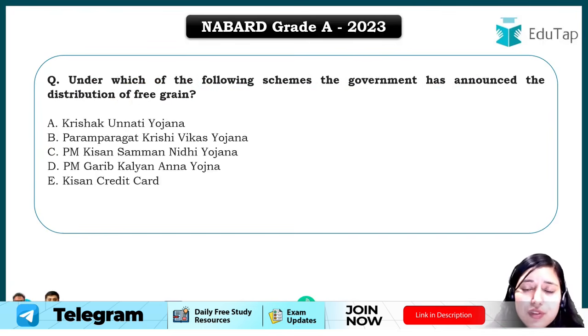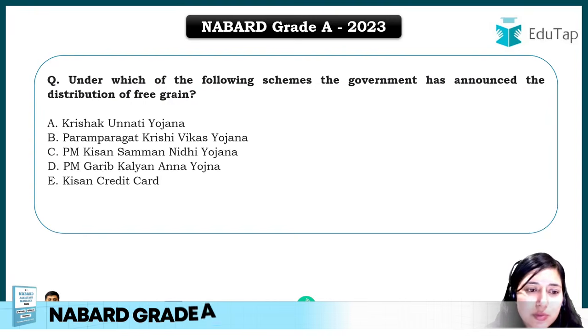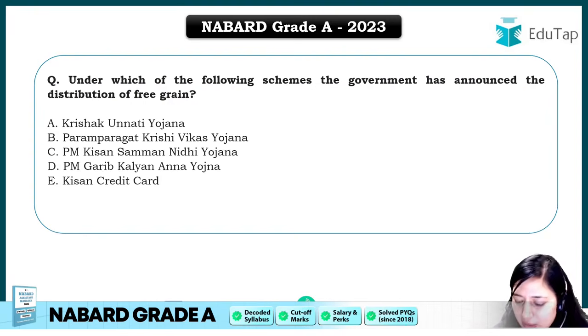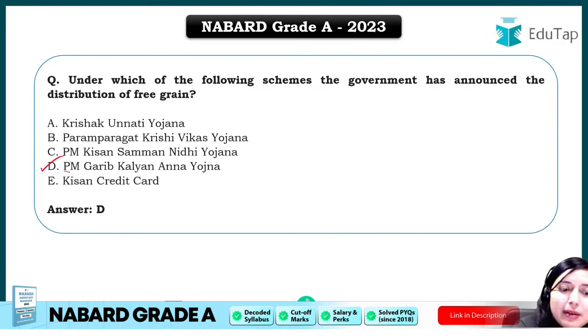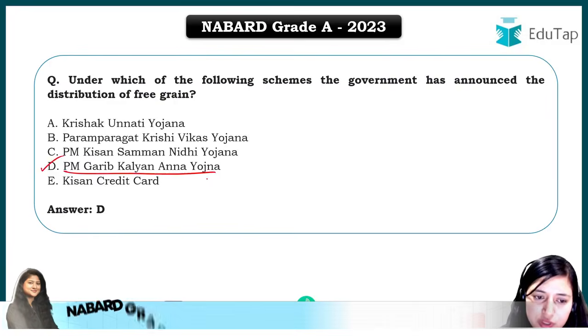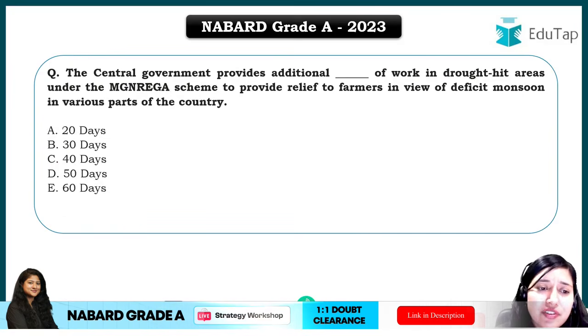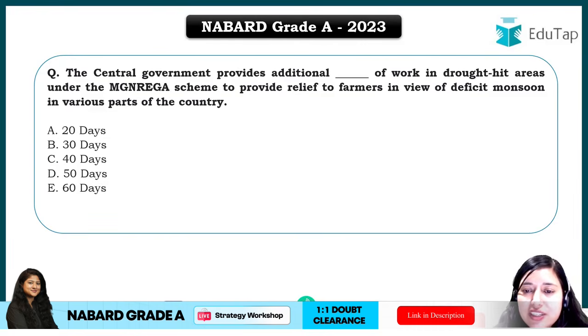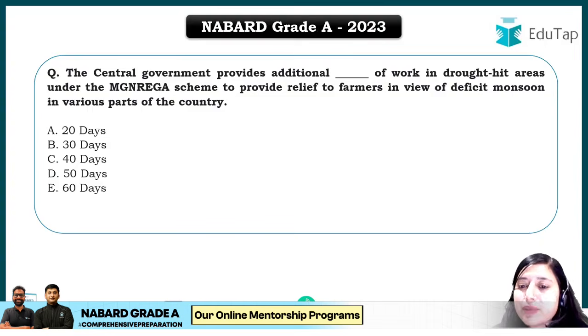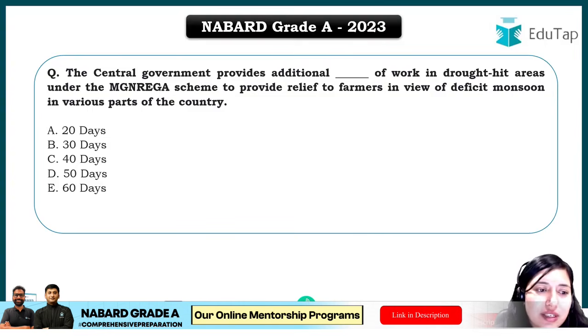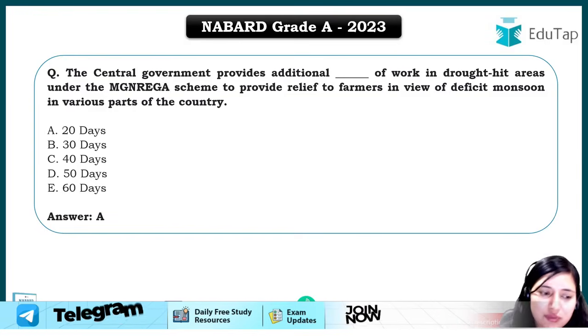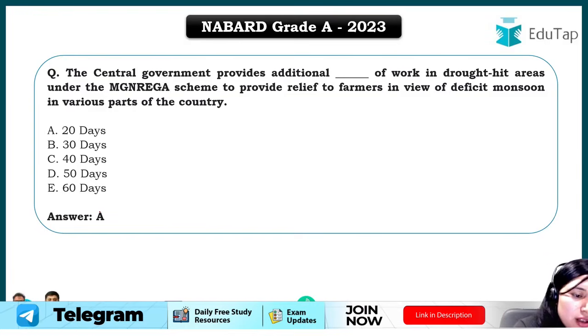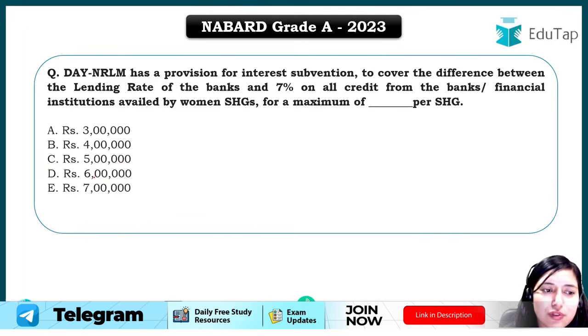Next question is under which of the following schemes the government has announced the distribution of free grains? Again question from your schemes. Answer will be option D, that is Pradhan Mantri Garib Kalyan Ann Yojana. Next question is again from the MGNREGA scheme. The central government provides additional dash of work in drought hit areas under MGNREGA scheme to provide relief to farmers in view of deficit monsoon in various parts of the country. And answer for this question will be option D, 50 days. Okay, not A, it is option D, which is 50 days. ठीक है? So this is the question from again scheme.